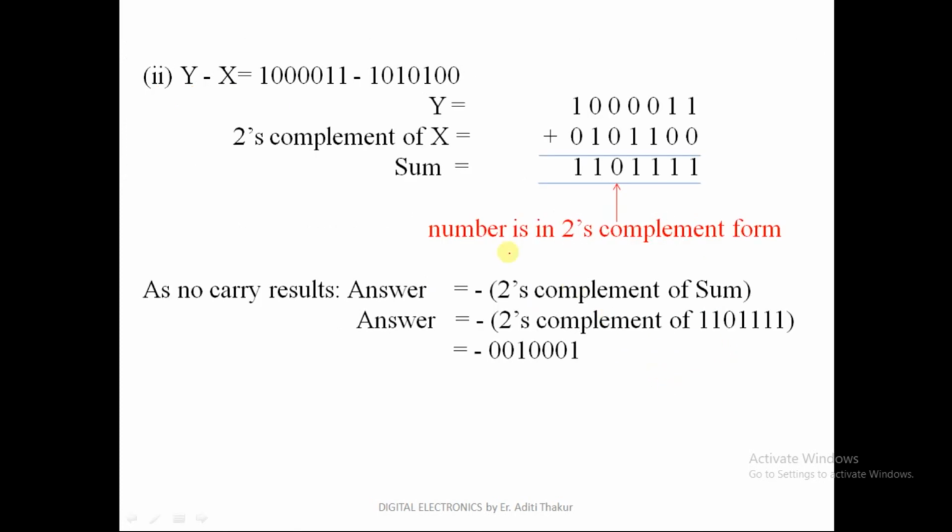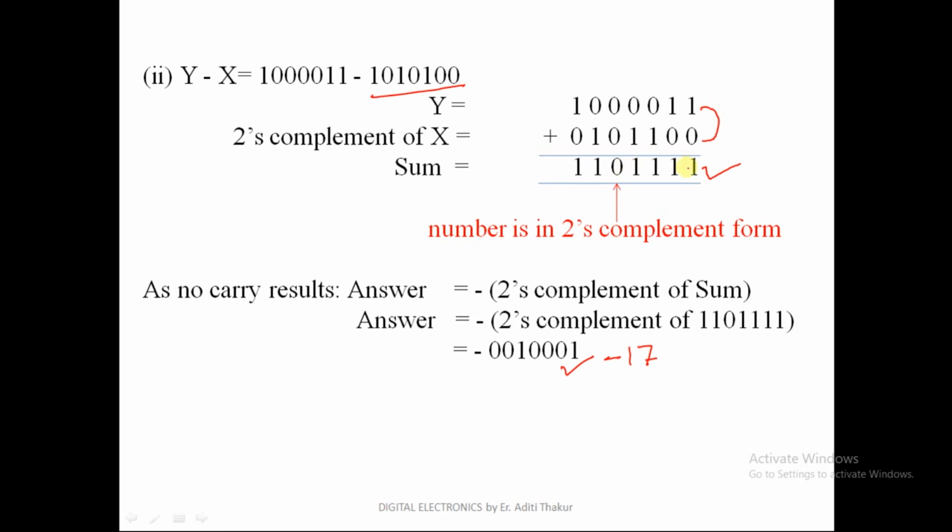Now similarly we will perform y minus x. In y minus x your subtrahend is y, so you have to take 2's complement of this number. So this is the 2's complement of the number. Now we have to add these two numbers. On adding these two numbers, there is no extra carry. So we can say this is the answer in 2's complement form, or if we want the true answer, we can get it by taking 2's complement of the number we got in the previous step and putting a negative sign in front of it. So this is our answer. As you can see, this is nothing but 70.